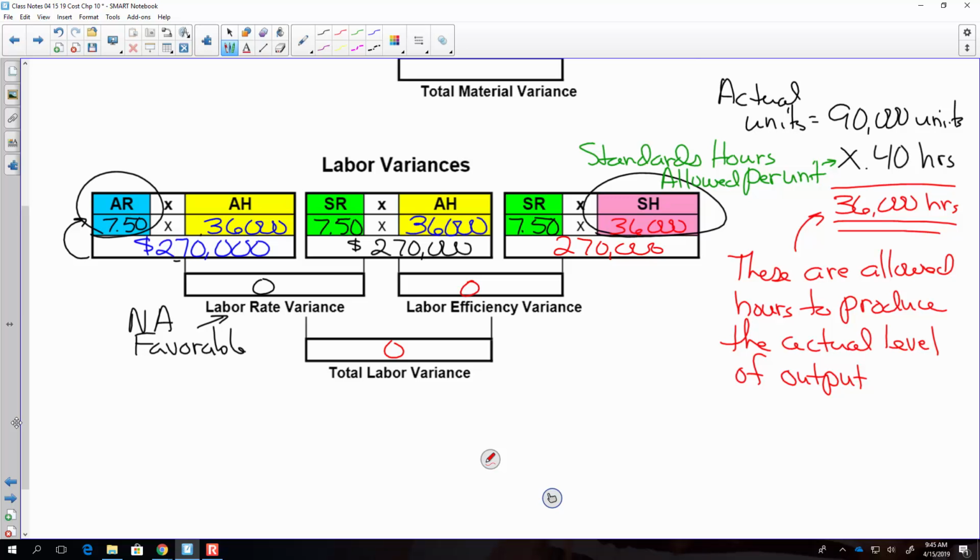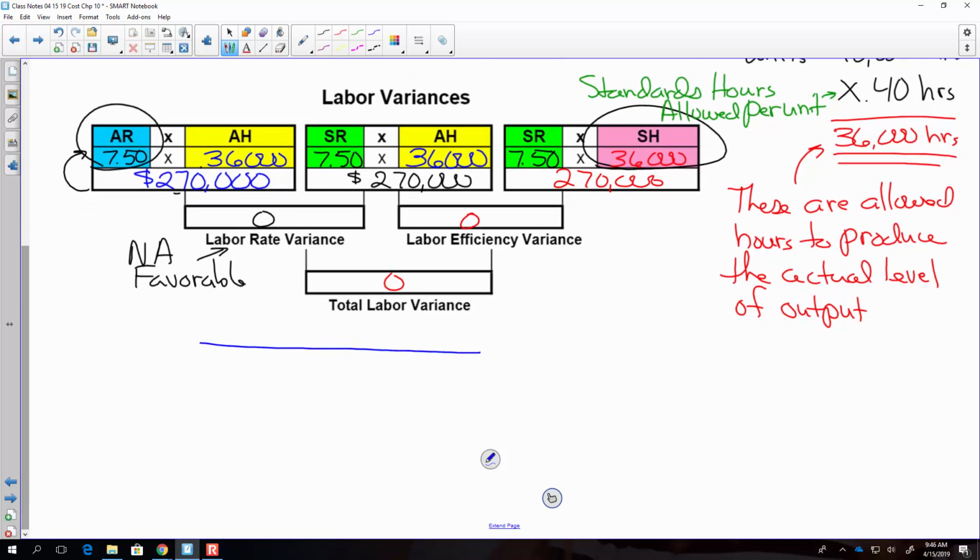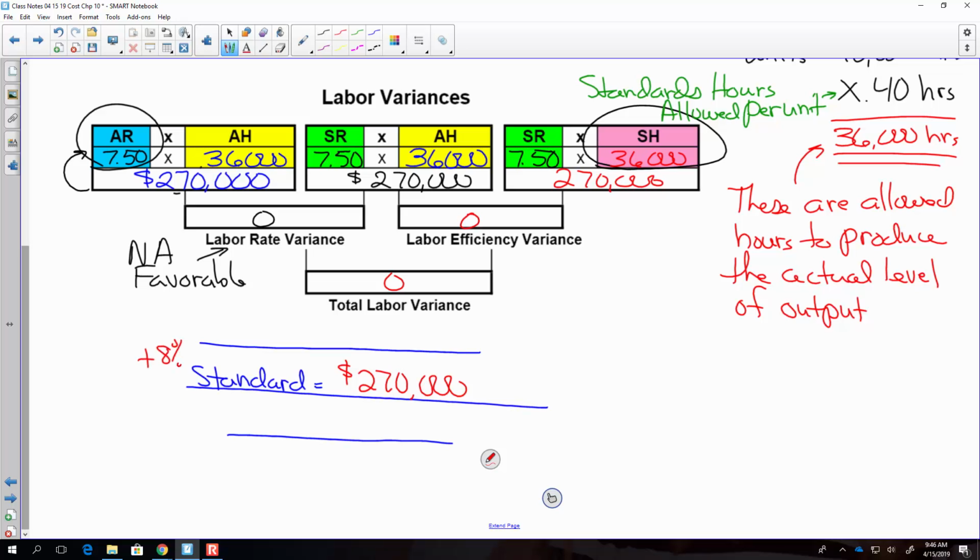Now, remember when we had our chart before, there's a middle. For labor, what is the middle line here? Looking at these numbers, it's the red number, the 270. Remember, the standard sets the middle. The standard sets the middle. We would go +8 for the upper. We would go -8 for the lower.